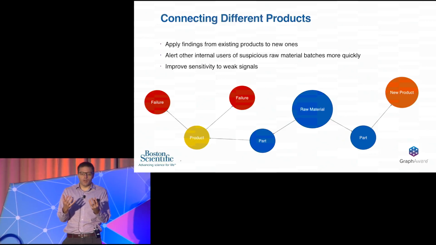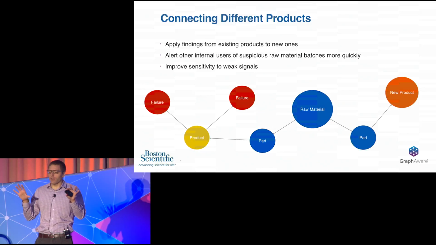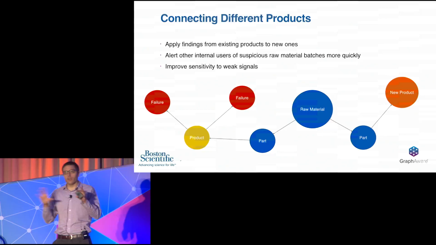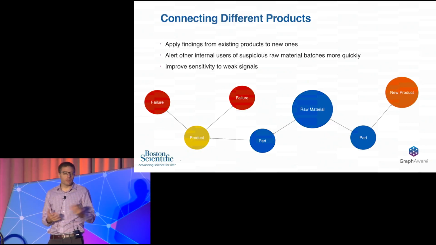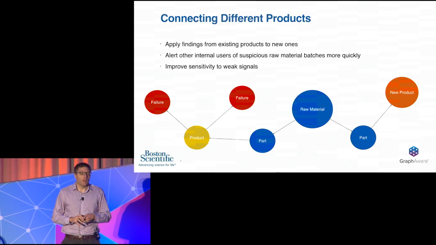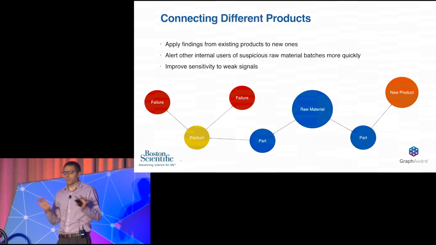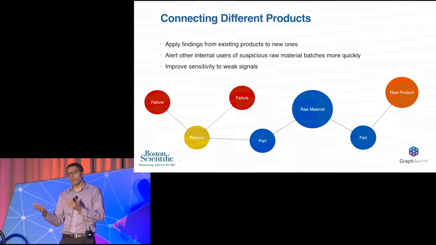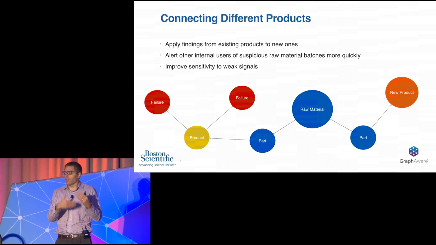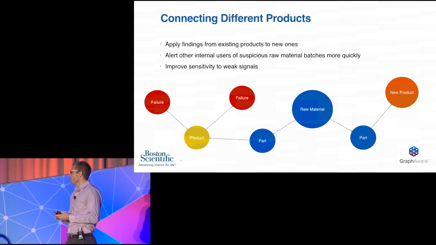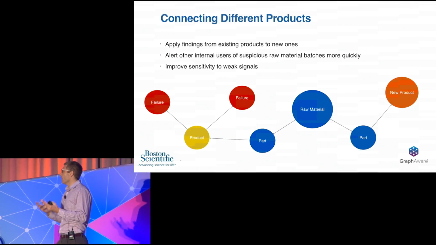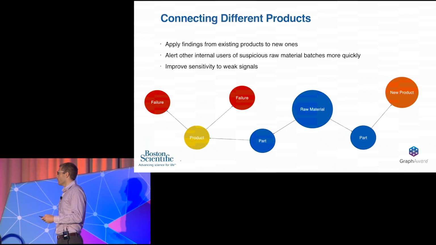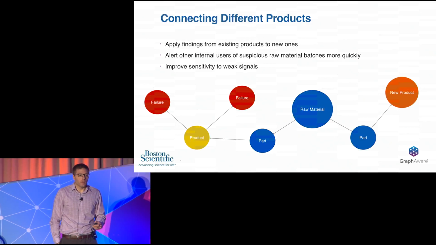So using sparsely connected graphs from unique products, we can alert internal users, who are often in different countries or different organizations, of suspicious batches, and we can also improve our sensitivity to weak signals. If we have multiple products that have a really weak statistical signal to a certain material type, we can combine those together and improve the statistical power of our testing. So there's a lot of benefits to be had in connecting the different products.